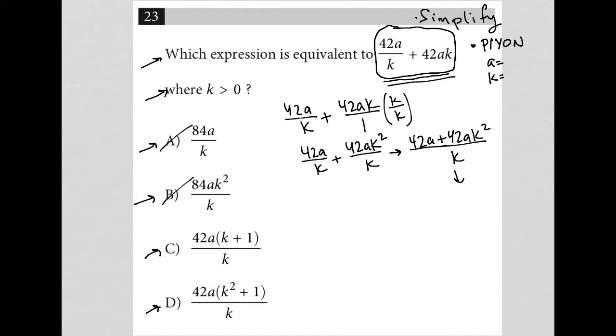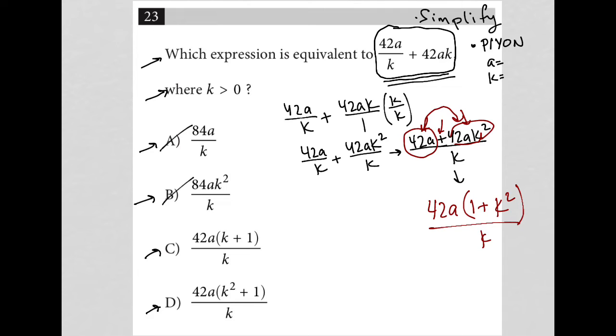What is the greatest common factor between 42a and 42ak squared? Well, that greatest common factor would be 42a. Now, what do I have to multiply 42a by in order to recapture this first term? Well, that would be 1. I have a plus sign here, so plus. And what would I need to multiply 42a by to capture the second term, 42ak squared? Well, that would just be k squared. Okay, so that's how you do that. This is all over k.